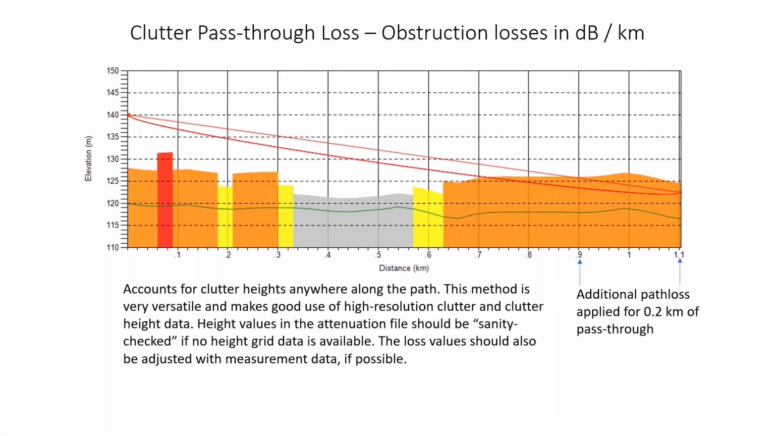And you can adjust those loss values according to your measurement data, so that your building classes give you a whole lot of loss, and maybe your light foliage classes will give you much less loss. And this is very appropriate to non-line of sight technologies, where you may have clutter anywhere along the path and you really want to account for it because you've got high resolution clutter data.